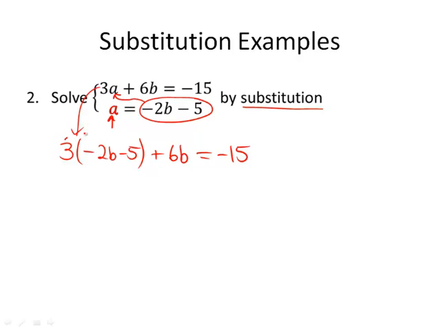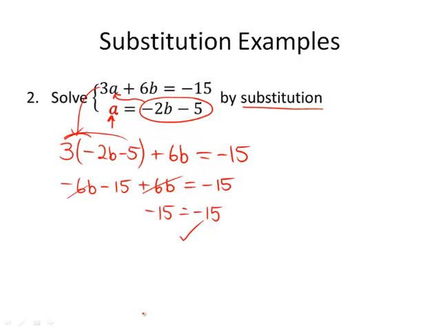Now you can solve this as before. Negative 6b minus 15 plus 6b equals negative 15. Hey, our negative 6b's cancel out when we collect our like terms, leaving us with negative 15 equals negative 15. So what does this mean? Well, everything is always going to work because negative 15 is always equal to negative 15.